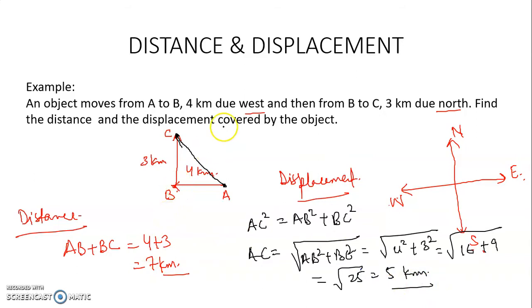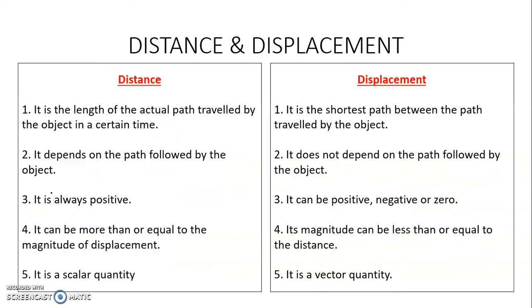Is that clear to all of you? So the shortest distance between the 2 points is the displacement, and the actual path traveled by an object is the distance. Still, if you have any problem, you can mention it in the comment section. Okay, now let us see what are the differences between distance and displacement.